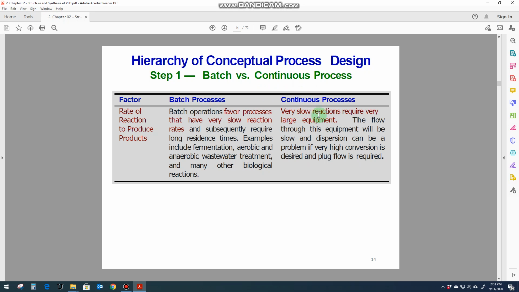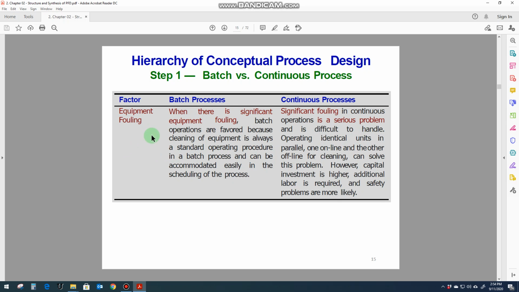In continuous processes, very slow reactions require very large equipment. So if we want a continuous process and the limitation is slow reaction rates, then we have to increase the size of the equipment and the residence time of the reactants within the equipment. That would be an expensive way. The flow through this equipment will be slow, and dispersion can be a problem if a very high conversion is desired and a plug flow is required. So this is one of the reasons that we have to use very large equipment, and we have to be sure that the reactants can react together as much as possible, so the dispersion of those feedstocks over the catalyst bed is one of the factors that we need to see in the continuous process.